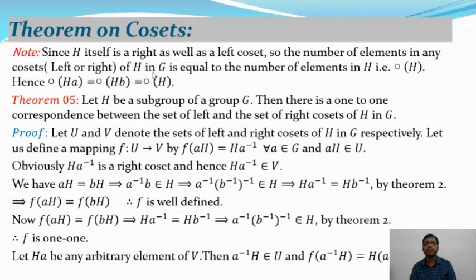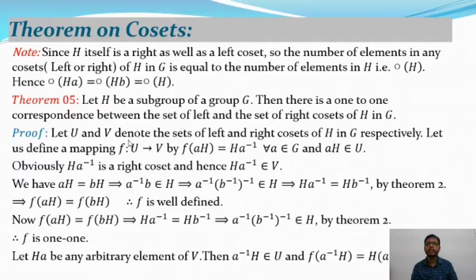After that we will take the fifth theorem on cosets. Let H be a subgroup of a group G. Then there is a one-to-one correspondence between the set of left and the set of right cosets of H in G. This is a similar theorem to theorem 4. So here is the proof of the fifth theorem.